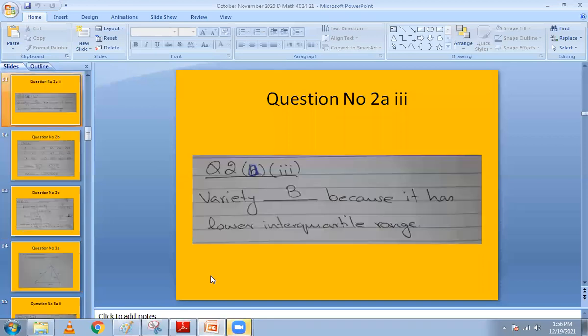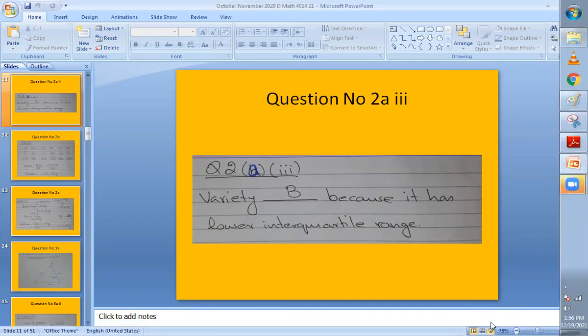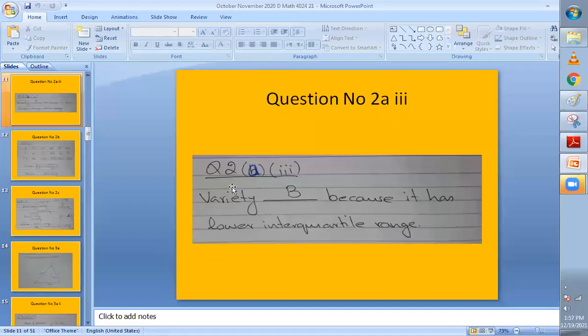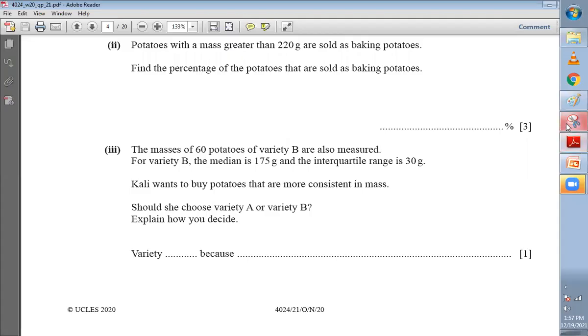So let me show you my answer. Variety B, because it has a lower interquartile range. This is how you write this answer. Okay, so let's move to the next part.